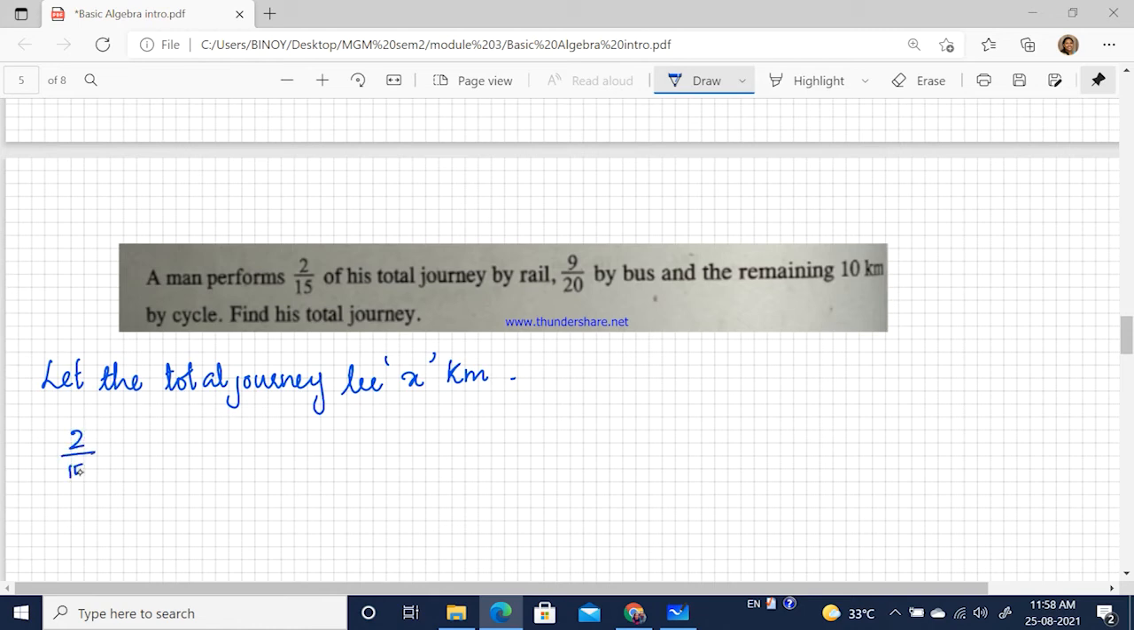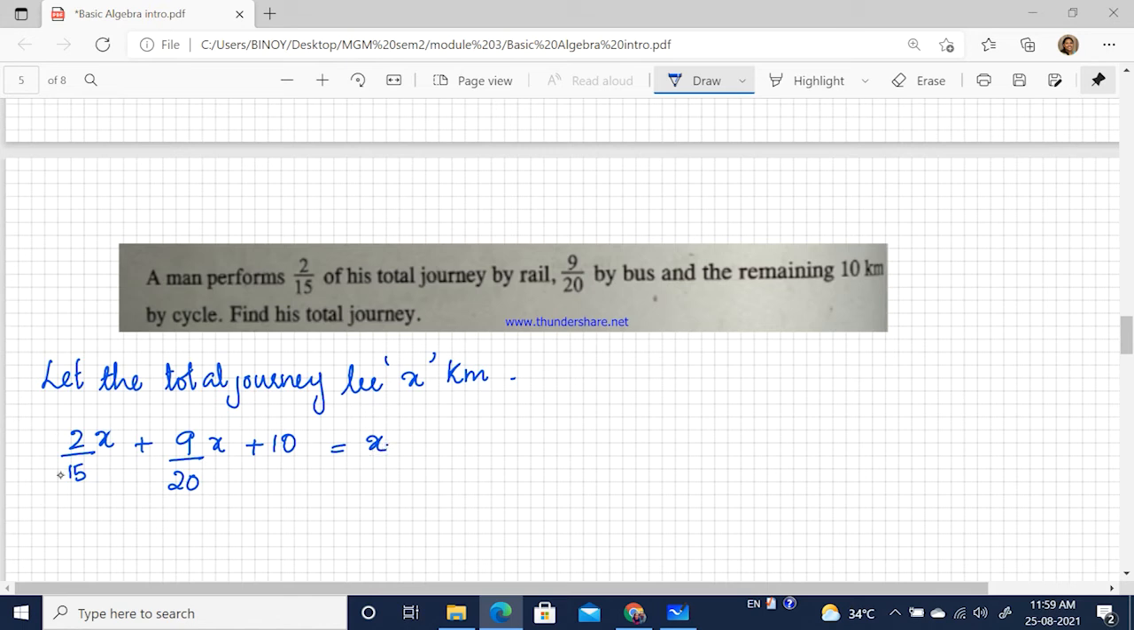Then 2/15 of the total journey, it means it is 2/15 of x is covered by rail, and 9/20 of x by bus, and the remaining 10 kilometer by a cycle. So that will be plus 10, gives you the total journey. So 2/15 of the total journey was by rail, 9/20 by bus, and the remaining 10 kilometer by cycle. Then you are asked to find what is the total journey.